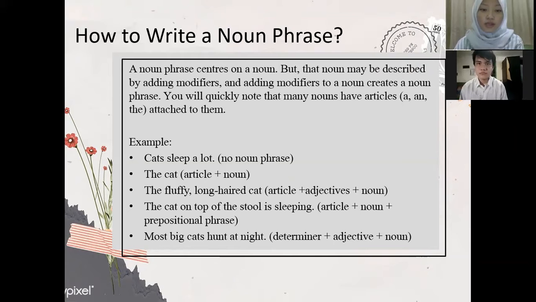Noun phrase: the cat. Article plus noun. The fluffy long-haired cat. Article plus adjective plus noun. The cat on top of the stool is sleeping. Article plus noun plus prepositional phrase. Most big cats hunt at night. Determiner plus adjective plus noun.